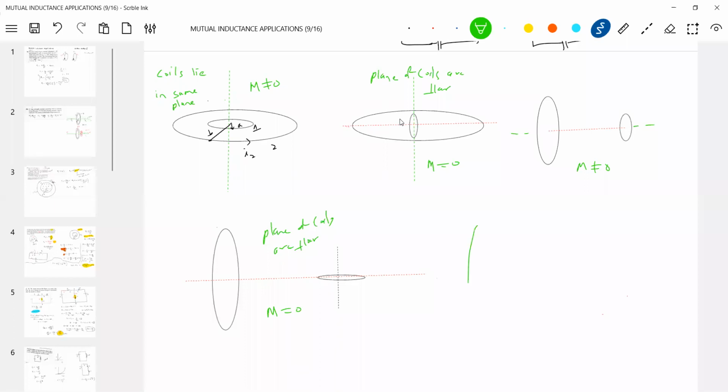Now one more situation. If the coil is somewhere inclined, of course the mutual inductance will be less than this value. It will be less than this value, but the mutual inductance will be non-zero, where you can look at the axes. They make some angle. Mutual inductance will be non-zero.